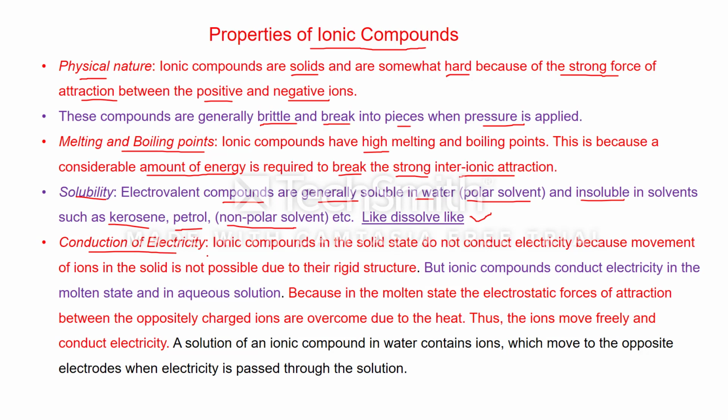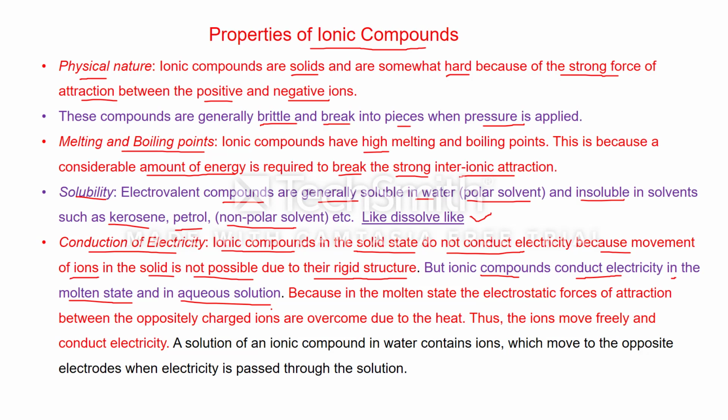Conduction of electricity. In the case of metals, we have discussed that metals conduct electricity because of the presence of free electrons. But in the case of ionic compounds, free electrons are not there, but ions are there. That's why just try to understand the conduction of electricity in ionic compounds. Ionic compounds in the solid state do not conduct electricity because movement of ions in the solid is not possible due to their rigid structure. That is, simply we can say ions are not free in the solid state of ionic compounds, but ionic compounds conduct electricity in the molten state, meaning melted, and in aqueous solution.